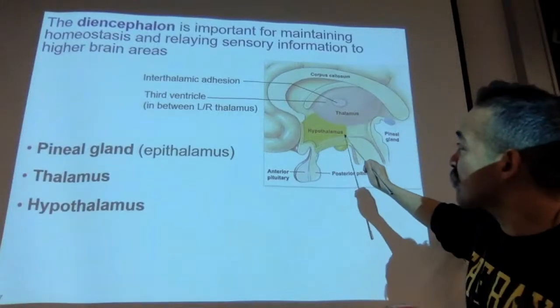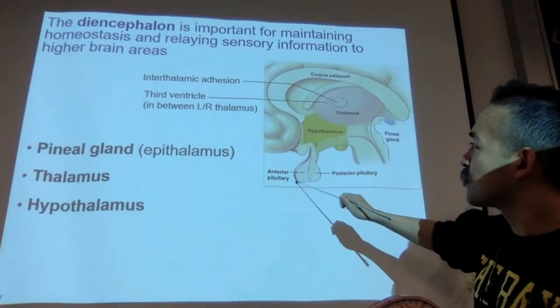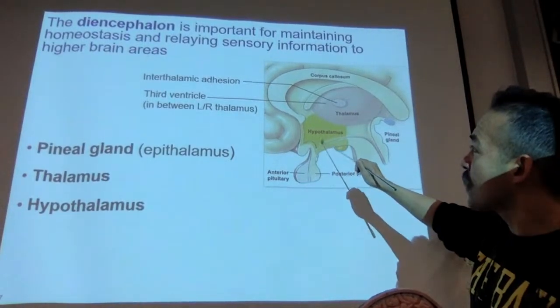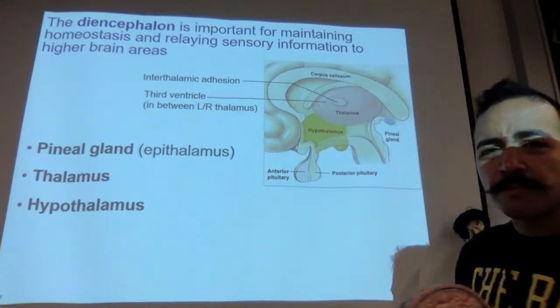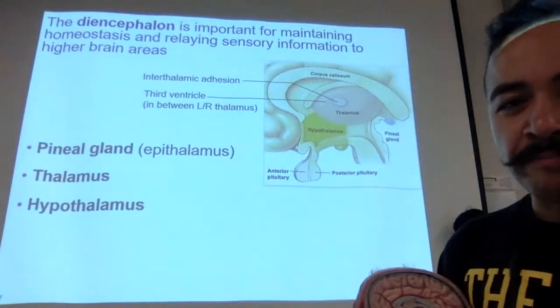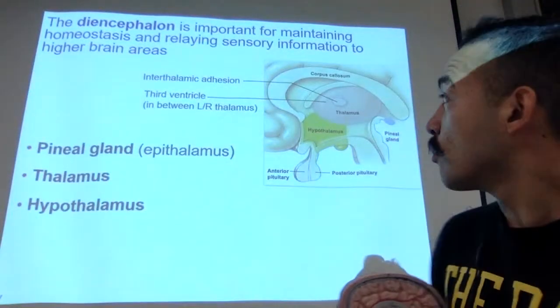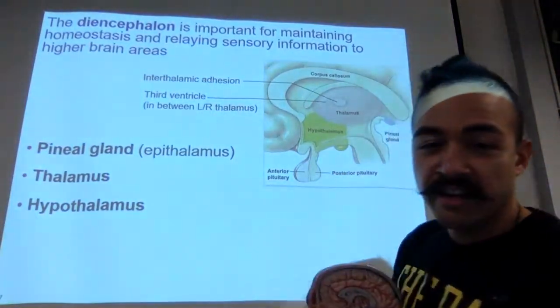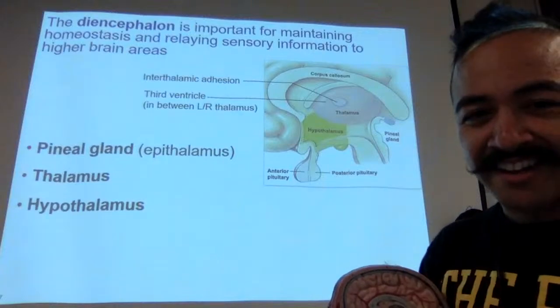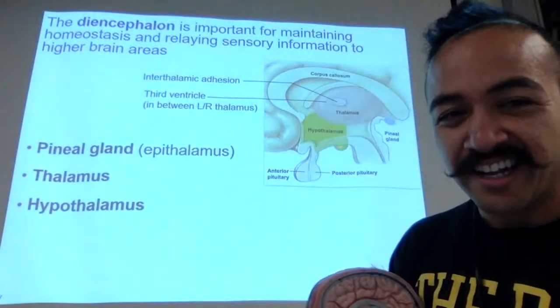Oh, speaking of the pituitary. You can see the hypothalamus is attached to the pituitary. Here's the hypothalamus. Here's the pituitary. What does the pituitary sit in? It sits in a bone feature. Who can tell me the bone feature and the bone? What does the pituitary sit in? That's a hint. What does it sit in?